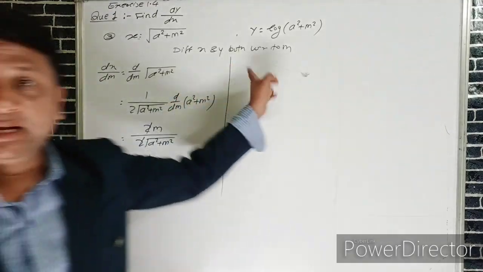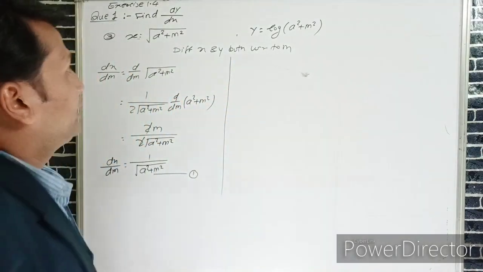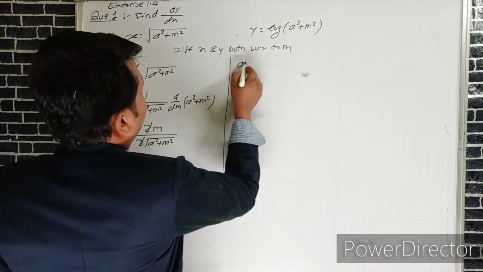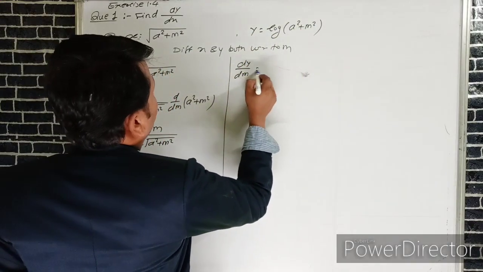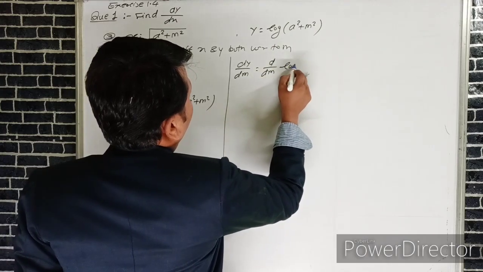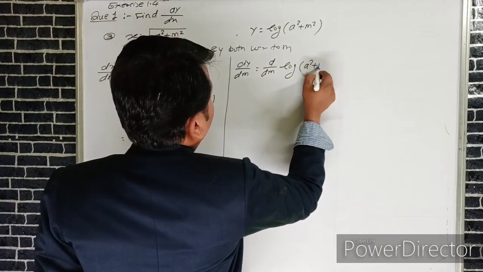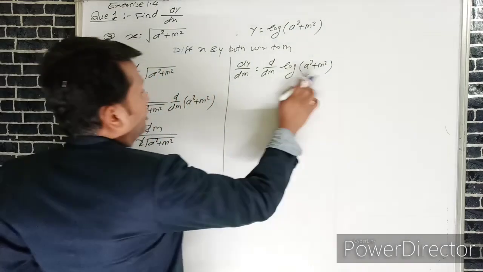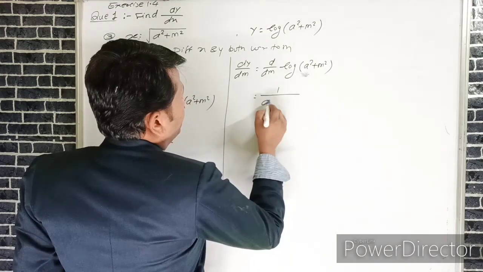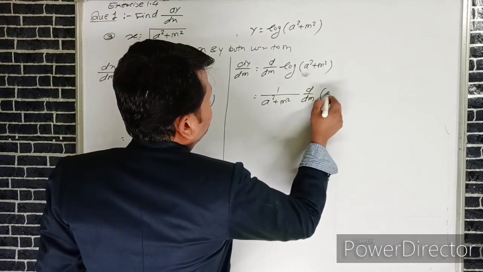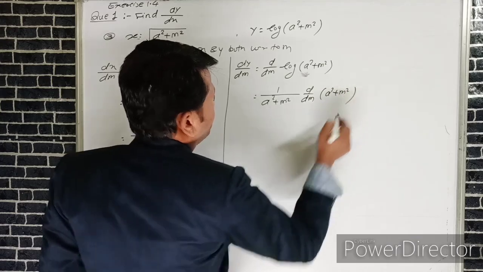Similarly, we can find dy upon dm. If y is equal to log of square root of a square plus m square, then we can write dy upon dm is equal to the derivative with respect to m of log of square root of a square plus m square. We know that the derivative of log is 1 upon the argument, and we take again the derivative of a square plus m square.